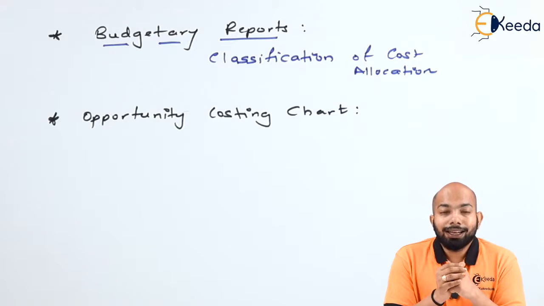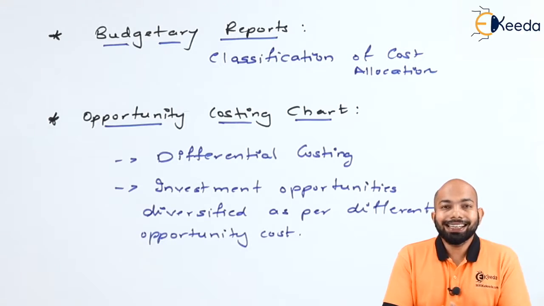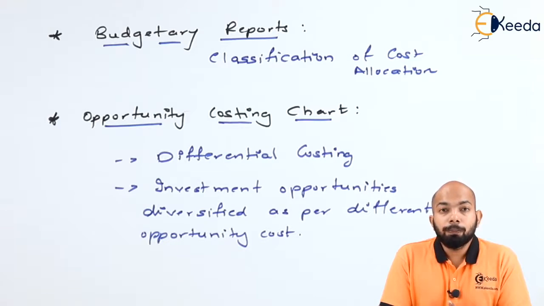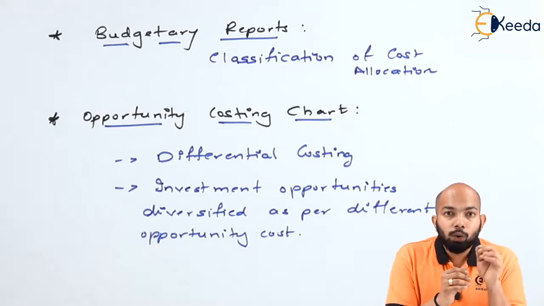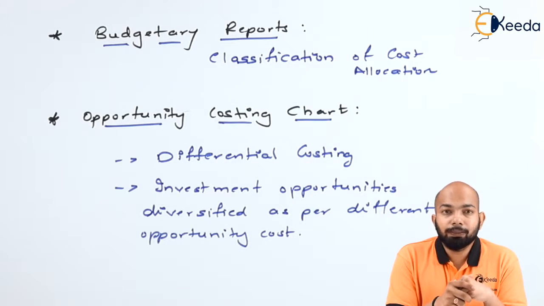Now let's understand the next report that is available. The next report in question is the operational costing report or operational costing chart. Opportunities costing chart is also one of the names for it, so we mentioned down here is opportunities costing chart. When we talk about opportunities costing chart, we definitely talk about differential costing. Now, what is differential costing?